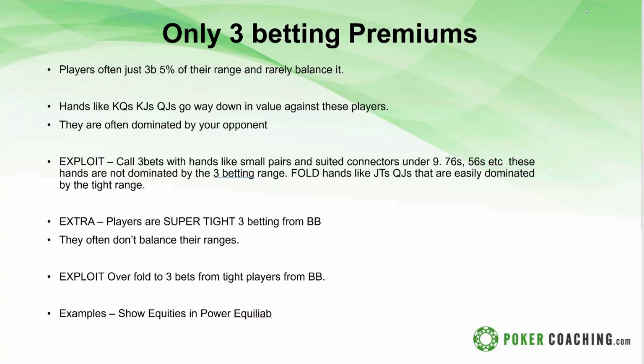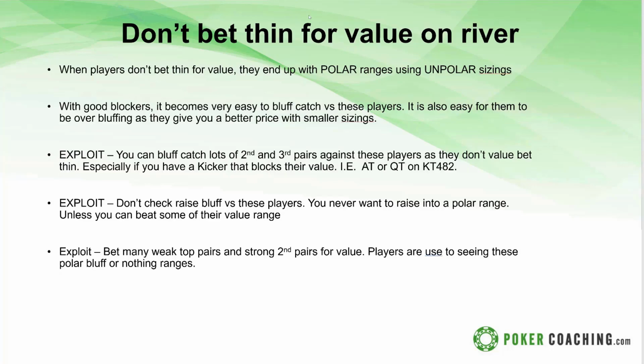So call more with the small pairs and small suited connectors, and you want to fold hands like Jack 10 suited and Queen Jack suited to these people that are only 3-betting the premiums because you're dominated by their range. A couple more here, and then we're going to wrap it up.